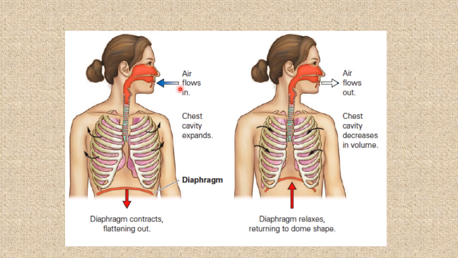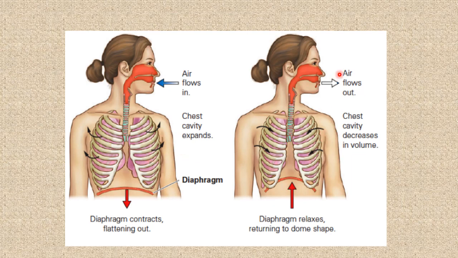Now as you can see here, as air goes in, the chest cavity expands. The rib cage comes outward and upwards, and the diaphragm contracts or flattens out. As you can see, the diaphragm here flattens out. The chest cavity comes outward and upwards, and the lungs fill up with air. The volume of the lungs increases while the pressure reduces.